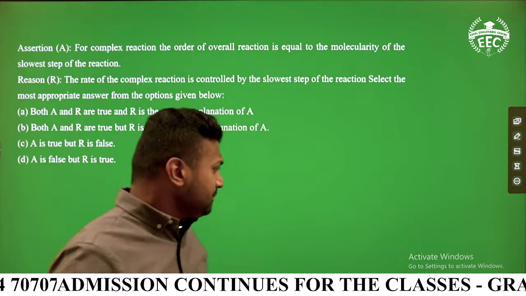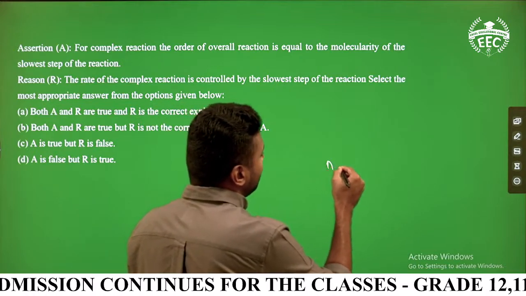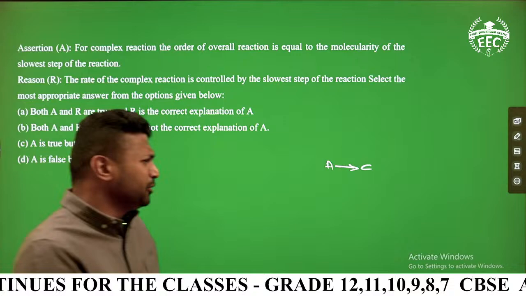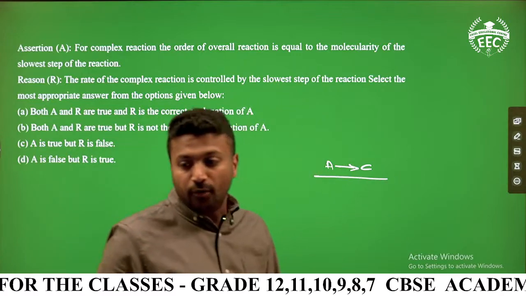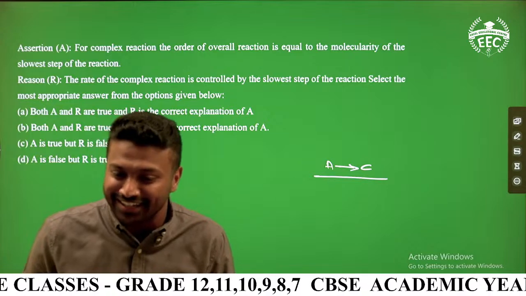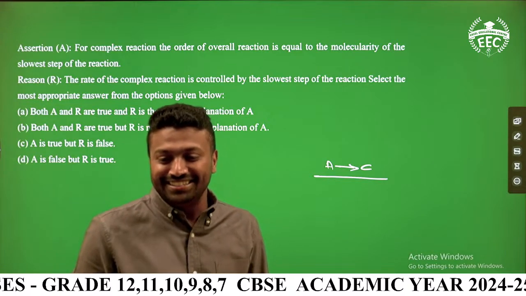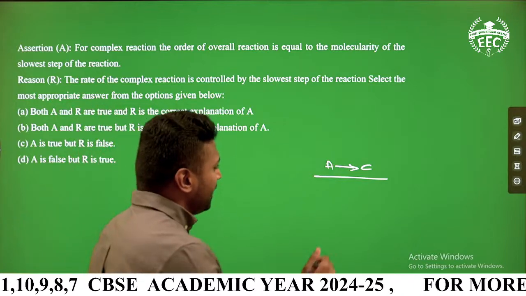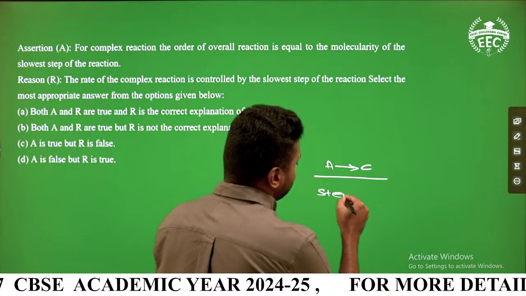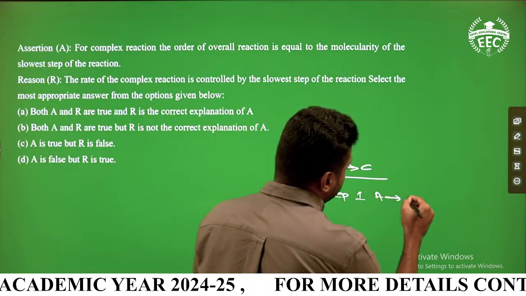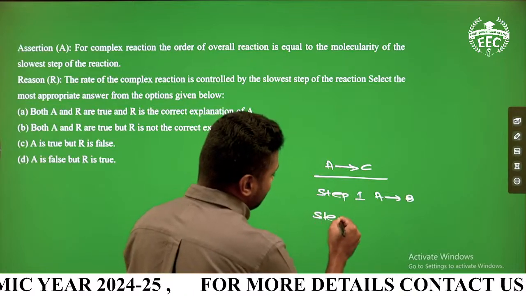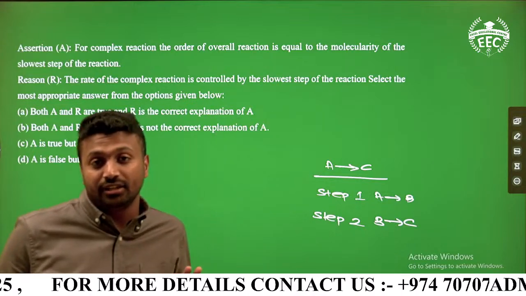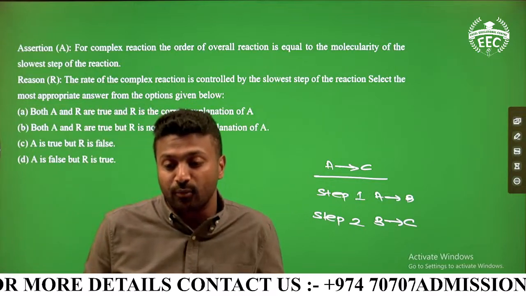For example, we have a reaction A giving C, assumed to be a complex reaction. Complex means it takes place in more than one step. Let's call step number 1 A giving B, and step number 2 B giving C. The overall reaction is A giving C. It's a complex reaction, which means it takes place in more than one step.